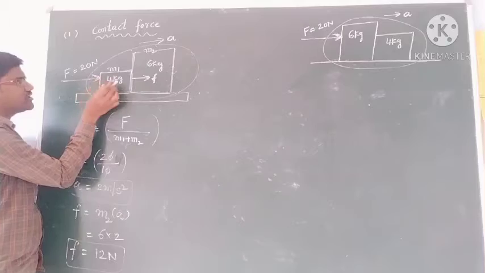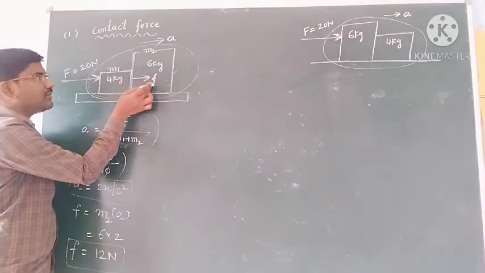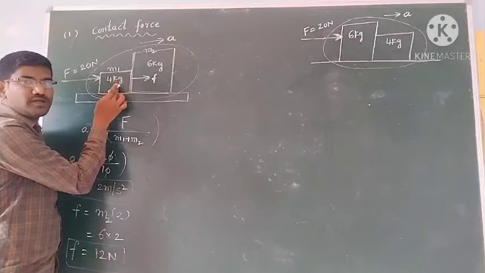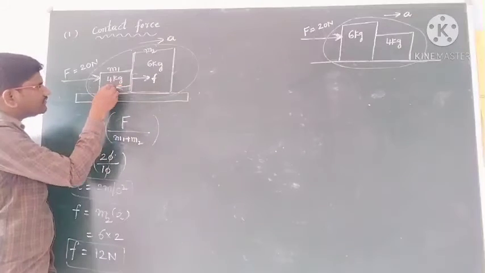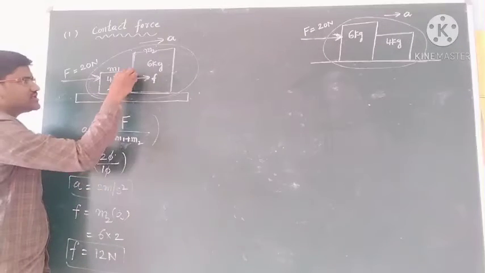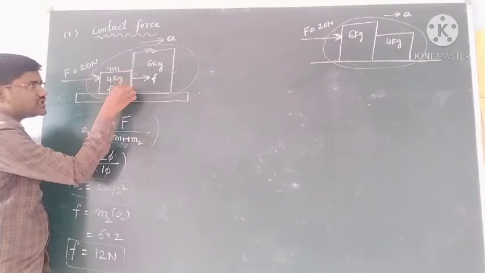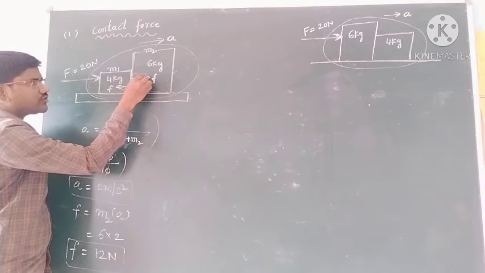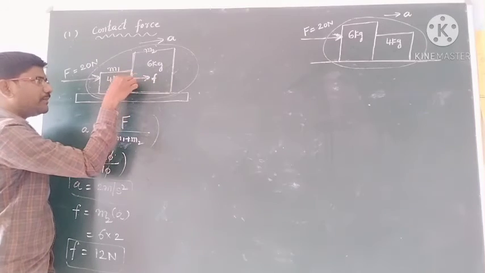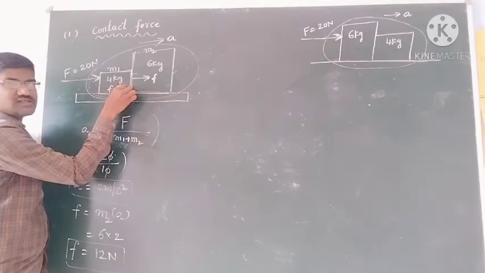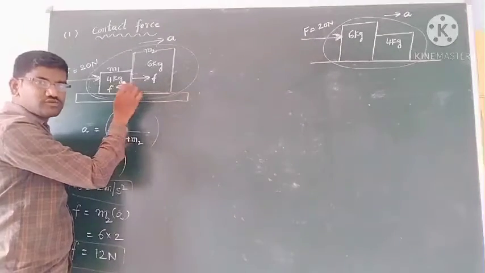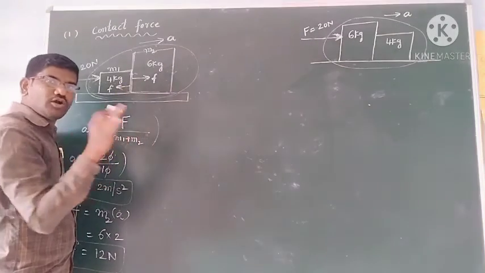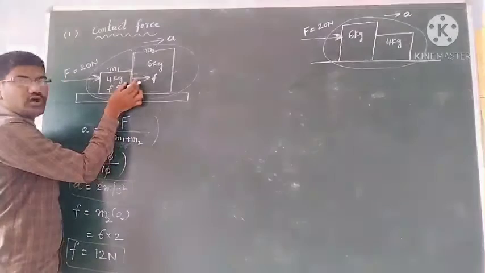Our applied force is in contact with the 4 kilogram only. But the 6 kilogram is being pushed by the 4 kilogram. So if you call this action, this will be the reaction. So this is the contact force between these two surfaces. And this contact force is perpendicular to the two surfaces in contact. That's why it is also called normal force between these two surfaces, or you can also call it normal reaction between the two blocks in contact.